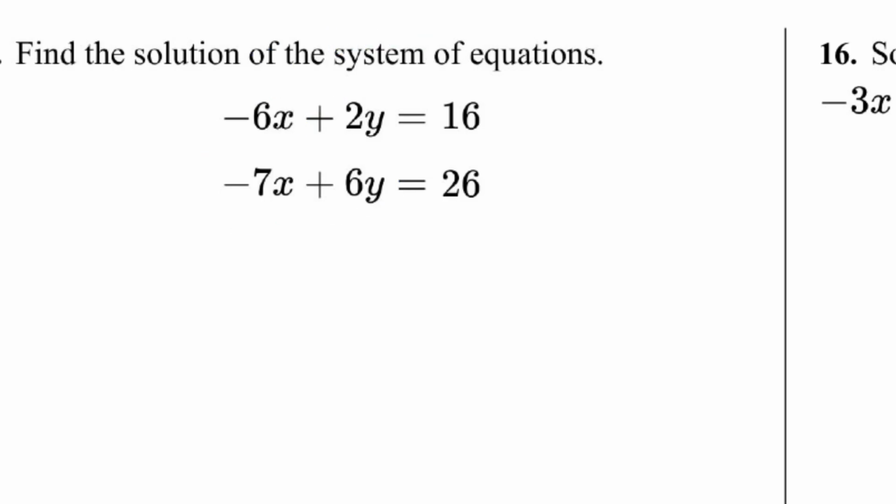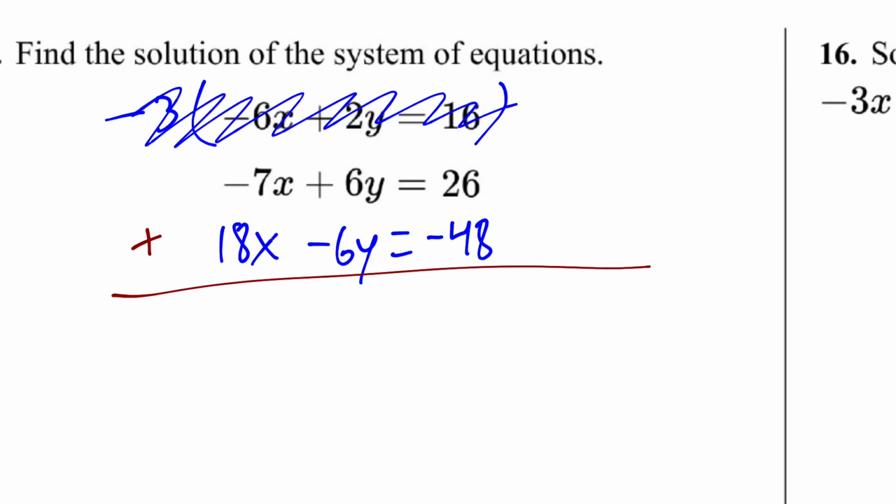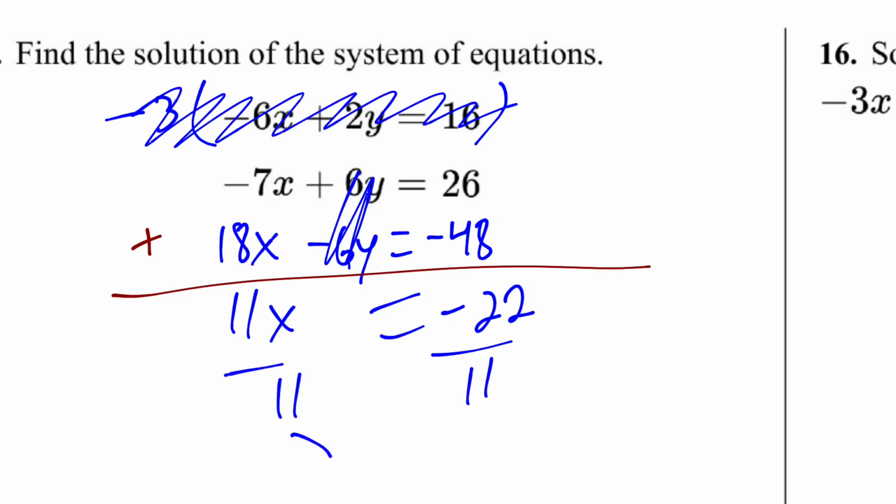How do I get from 2 to 6? I multiply by 3. And since I want it to be plus and minus, I'm going to put a minus here. This means I have 18x minus 6y is equal to negative 48. And I can cross out the original one, and now I'm going to add straight down all three columns. 11x, the y's go away, is equal to negative 22. If I divide both sides by 11, I get that x is equal to negative 2.